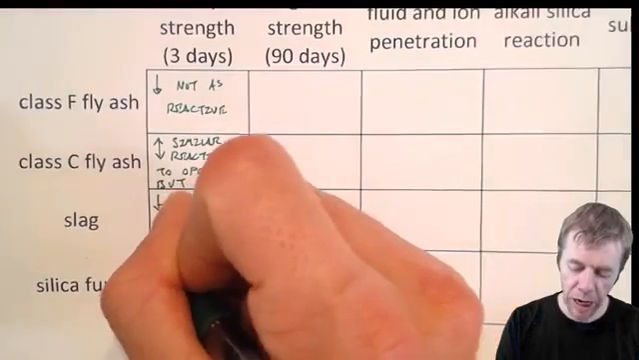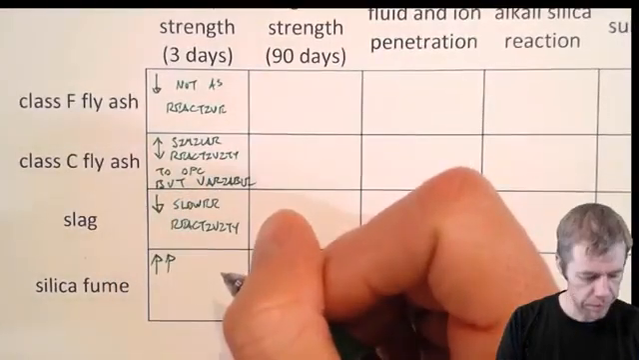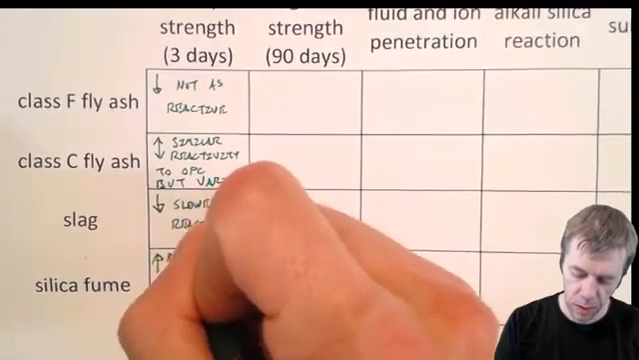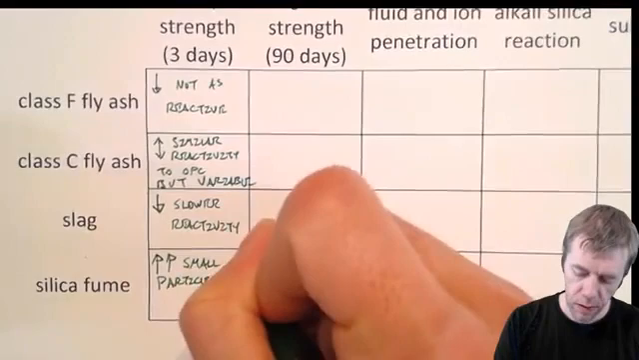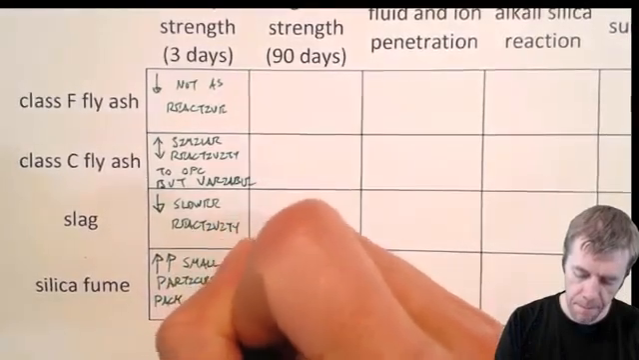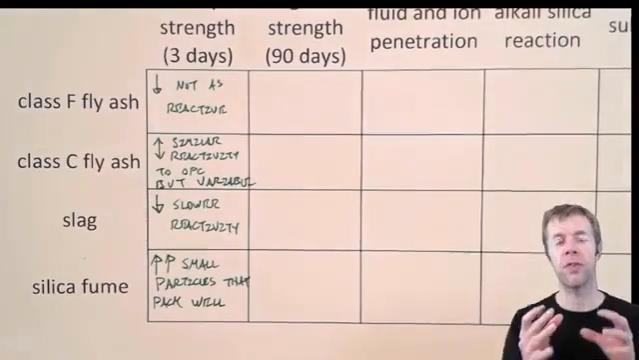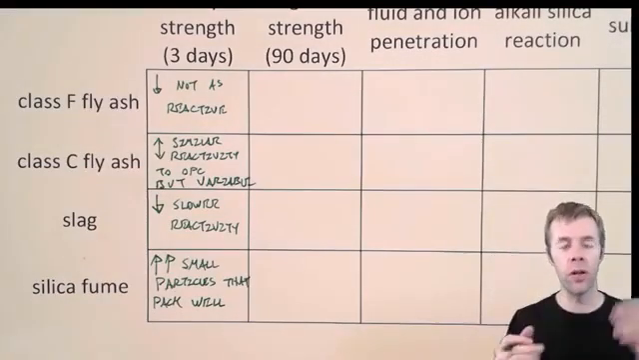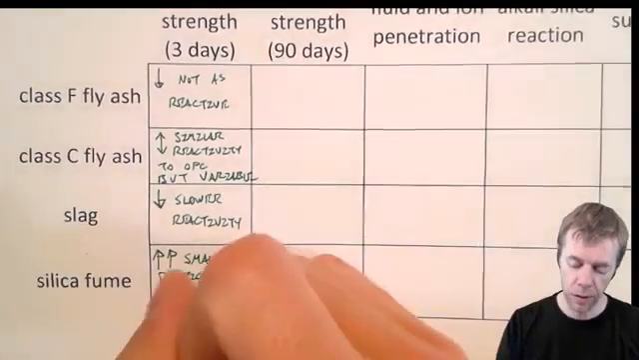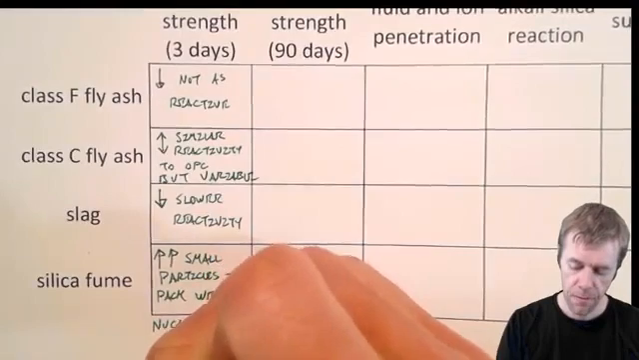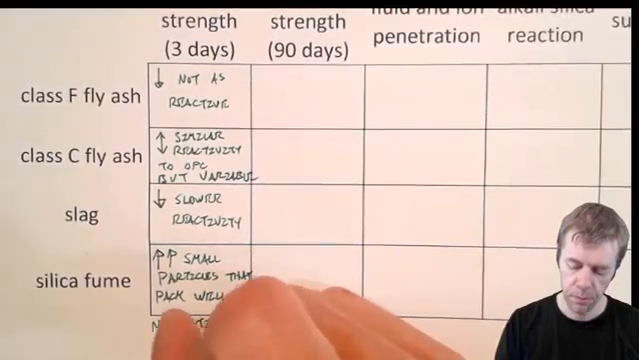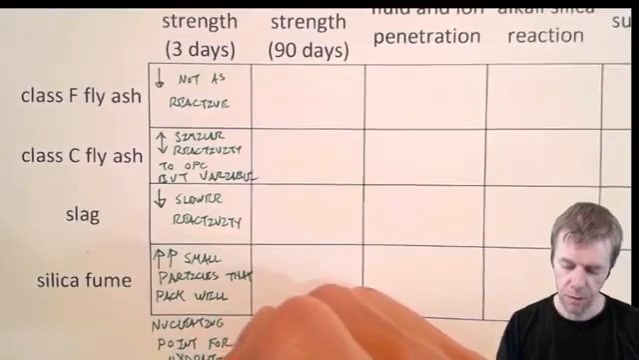Silica fume is going to have a much, much higher early age strength gain. And it's because there's small particles that pack well. All these small particles, they call it the wall effect. Put all these little small things in there, and it's really hard to get things in, but it's really easy to transfer load. Okay, and it also acts as a nucleating point for hydration.